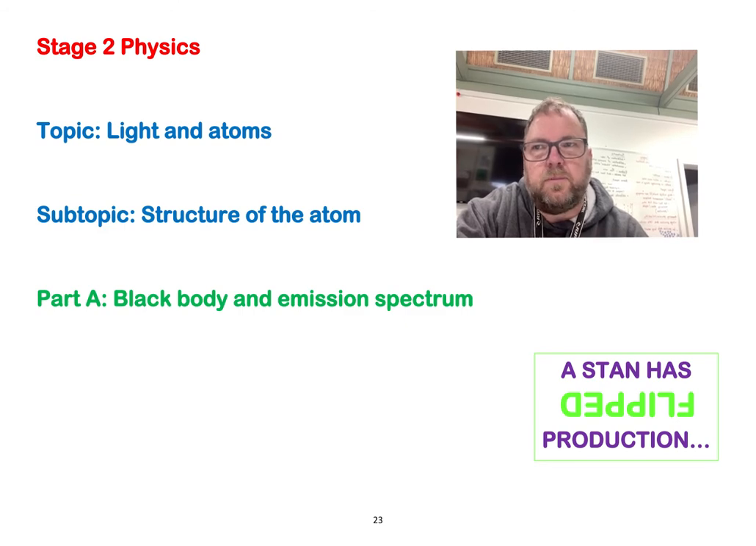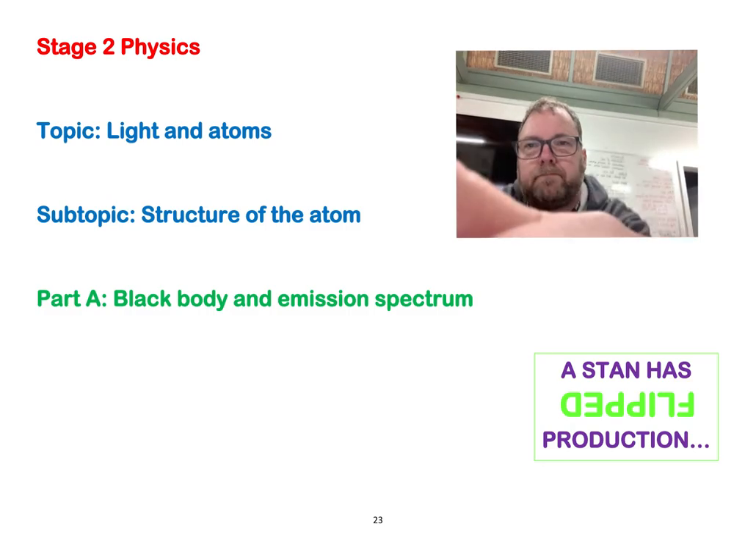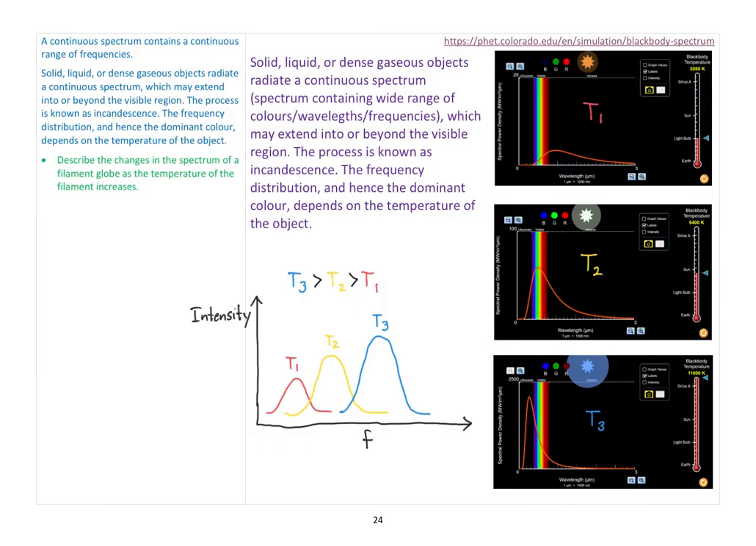Let's get into it by looking at black body and emission spectrum. Okay, so what do we need to know? We have our learning intention from the SACE board here and our SACE criteria. So after this slide, hopefully you can describe the changes in the spectrum of a filament globe as the temperature of the filament increases. So firstly, let's talk about these continuous or black body spectrums.